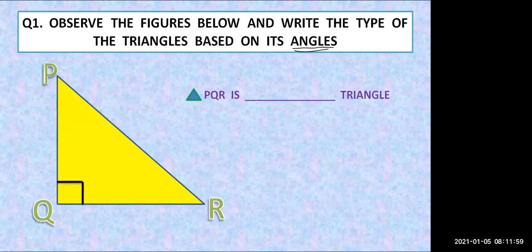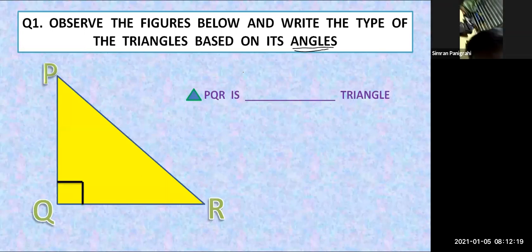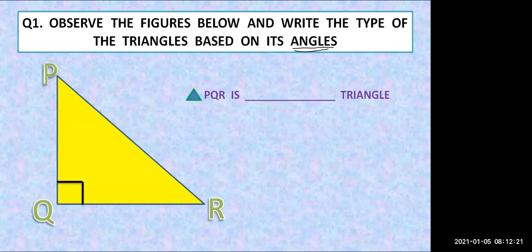Can anyone tell me what type of triangle PQR is on the basis of angle? Okay, you have to check the angle. Just unmute yourself and give the answer. Right angled triangle. Very good, Simran. It is a right angle triangle. Simran, why is it a right angle triangle? Can you give me the reason?